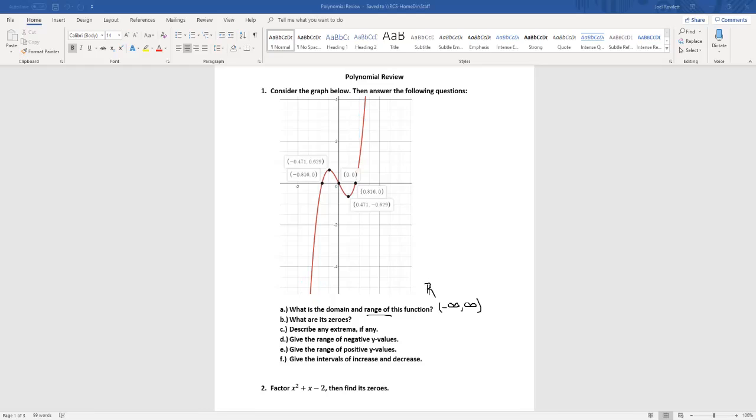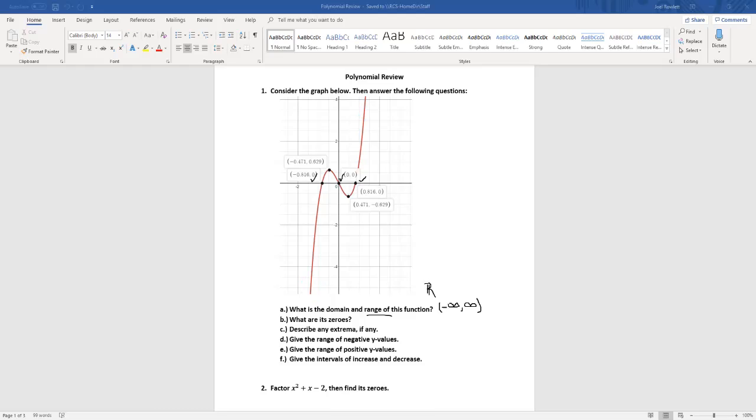Okay, part B wants to know about the zeros. Well, how do we find the zeros? Well, if we have the graph, all we really need to do is figure out where does the function cross the x-axis. In other words, for what values is y 0? Well, I can tell that y is 0 here, and y is 0 at the origin here, and also y is 0 on this right side.